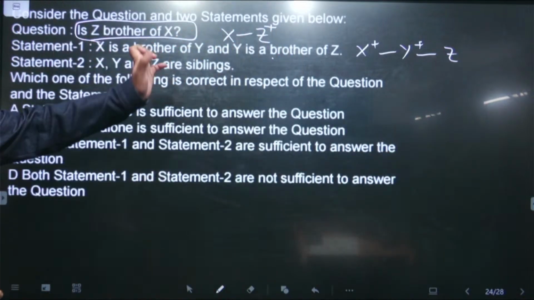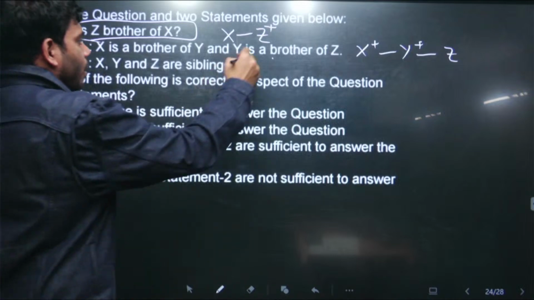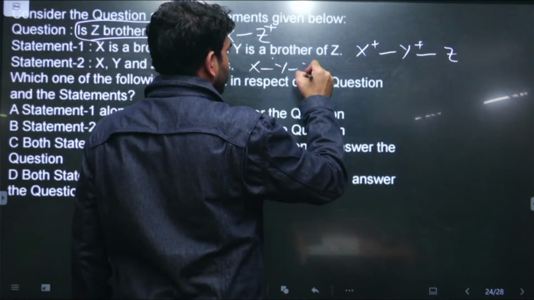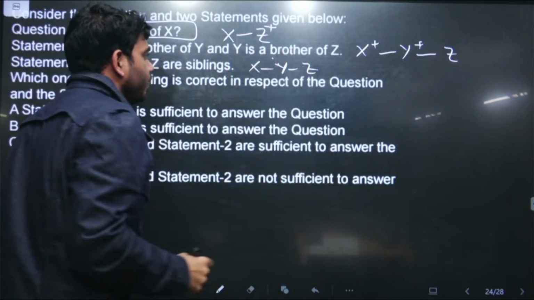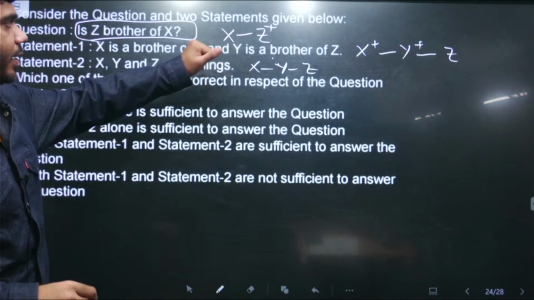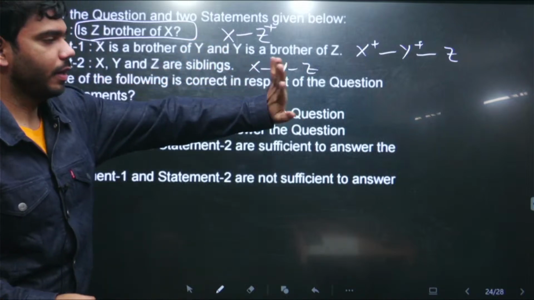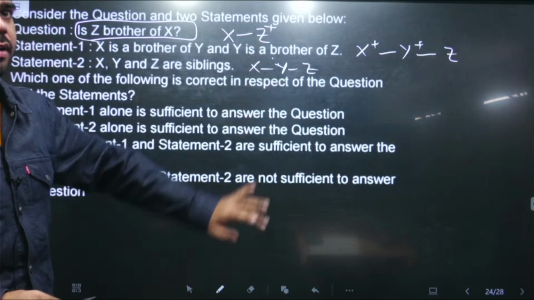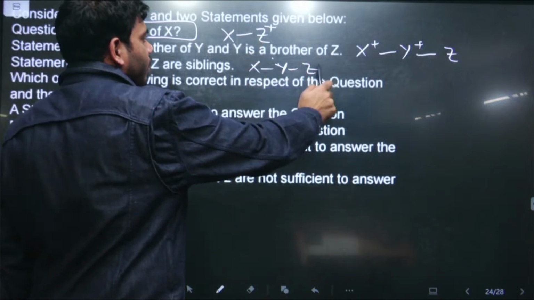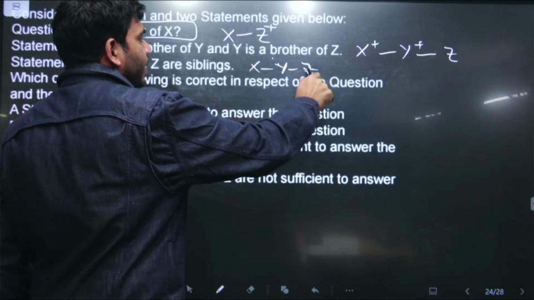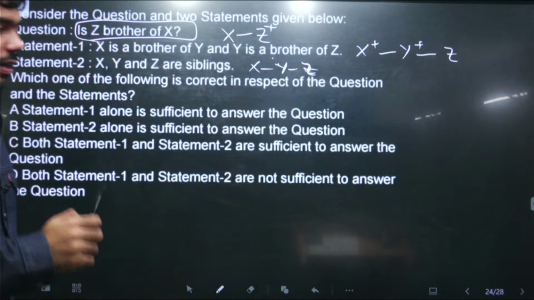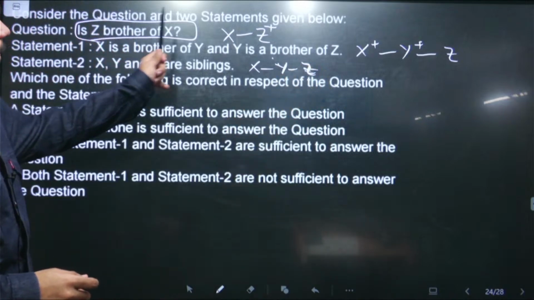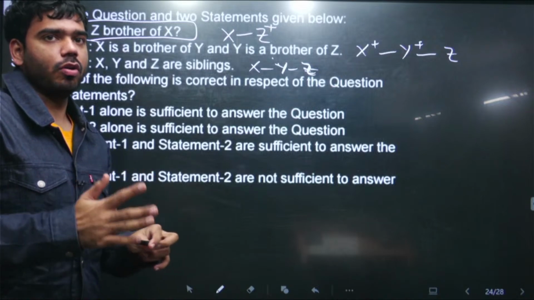This is what the first statement is saying, and second statement is saying all the 3 X, Y, Z are siblings. ये हमको पता चल गया. Then we need to find, is Z the brother of X? ये तो हमको पता है कि all the 3 are siblings. ये तो हमको दोनों से पता चलेगा. Either of the 2 statements is sufficient enough to conclude that all of the 3 people X, Y, Z are siblings. But here it is asking whether Z is brother. Here it is asking whether Z is a male or not.